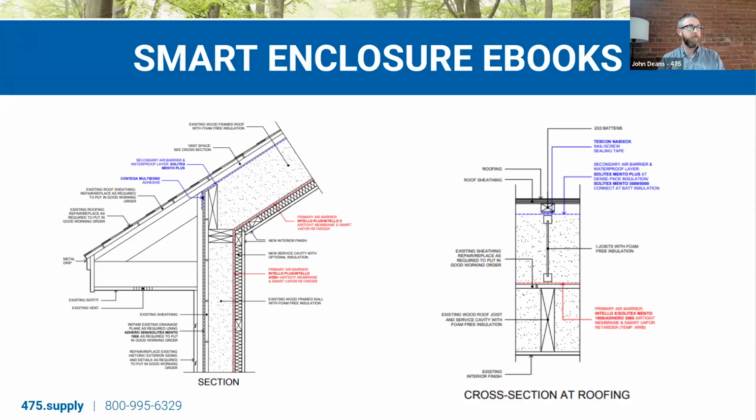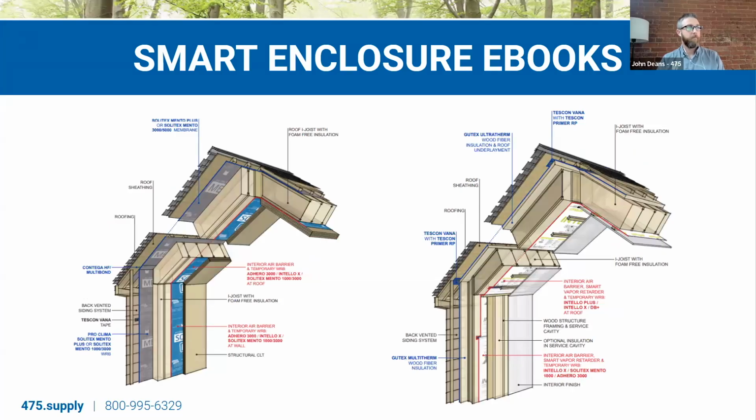So please go download our Smart Enclosure ebooks. They're a great resource. And they have some 3D models in here. So looking at different assemblies, we've got a CLT, mass timber on the left there. And then we've got an I-joist and I think double stud wall combination there on the right. So mixing and matching, allowing folks to see what these things look like in a more three-dimensional way.